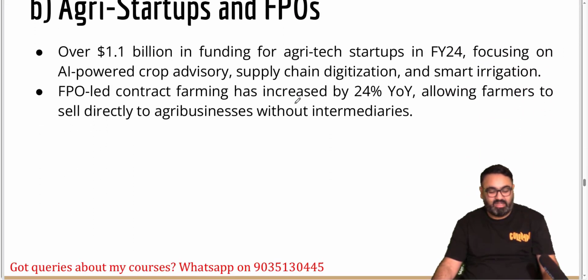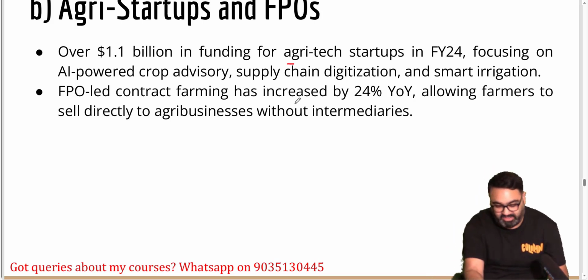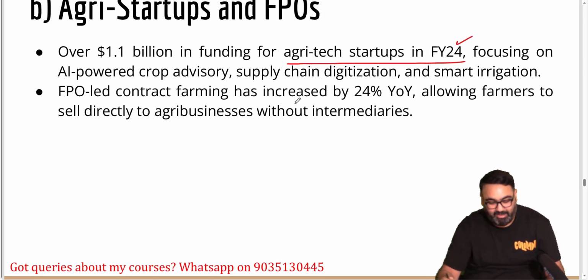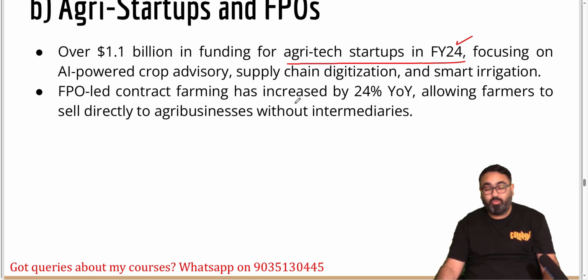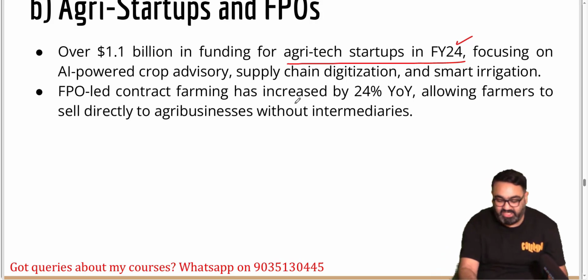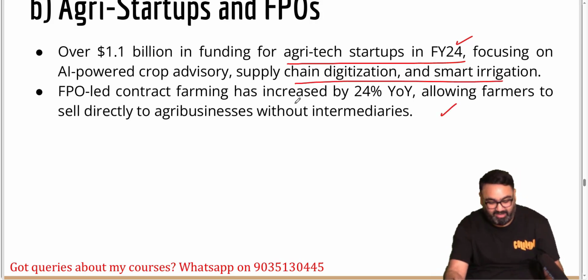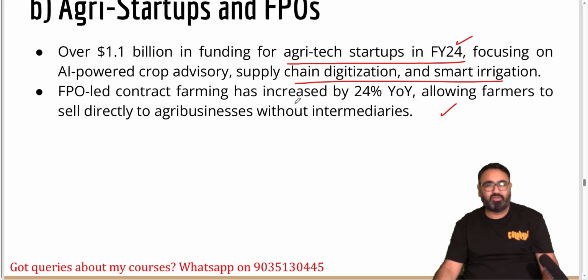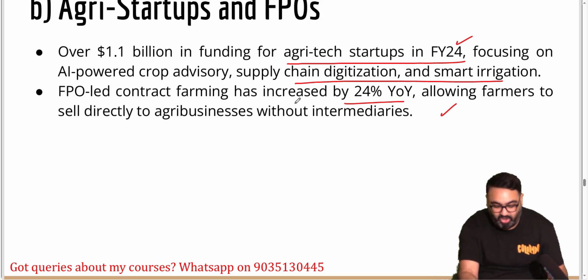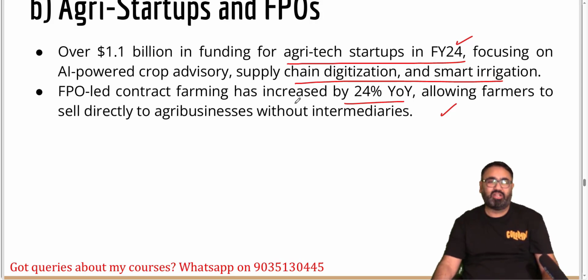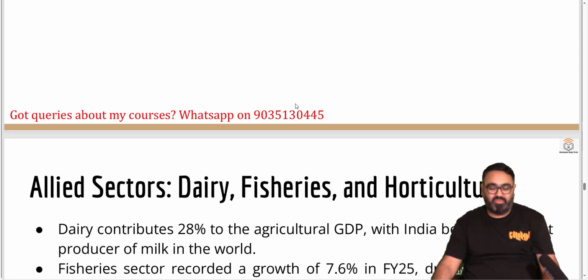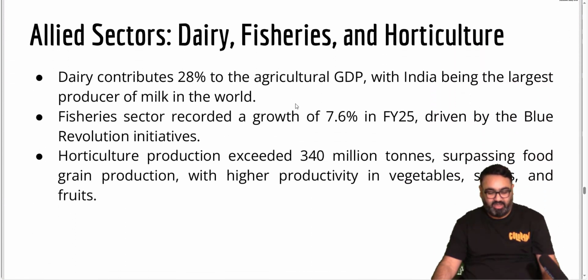Then as I said, there are many agriculture-based startups. Over $1.1 billion in funding was given to agri startups, which is a good sign. They are here to do a lot more research and development in the field of agriculture. A lot of them are focusing on supply chain digitization, smart irrigation, etc. FPO, that is Farmer Producer Organization, contract farming has also increased by 24% year on year. That allows the farmers to sell directly instead of being dependent on the middlemen. These are again things that are working well for agriculture.